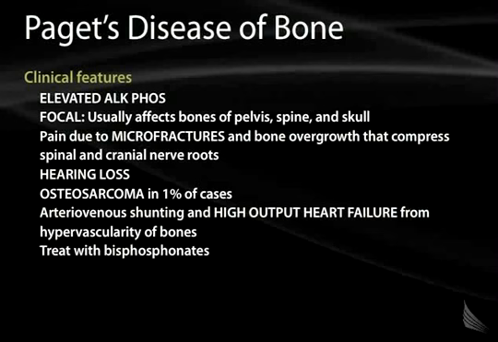You also can see bony overgrowth that may compress spine and cranial nerve roots and produce neurologic difficulties. The dreaded complication of Paget's disease that occurs in approximately 1% of cases is the development of osteosarcoma. And then these patients also, with the new vascularity that develops, can get arteriovenous shunting and high output heart failure due to this hypervascularity, where the heart essentially can't keep up with all the new demands from the new blood channels that have formed within the bone.